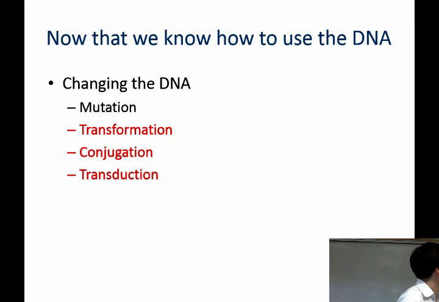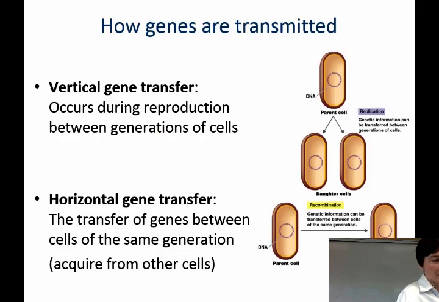Okay, so last but not least, we need to talk about these three terms, which have to do with when DNA is being shared between prokaryotes. So that means we have to understand these two terms, vertical transmission or vertical gene transfer, and horizontal transmission or horizontal gene transfer. Vertical gene transmission is just basically replication during cell division.